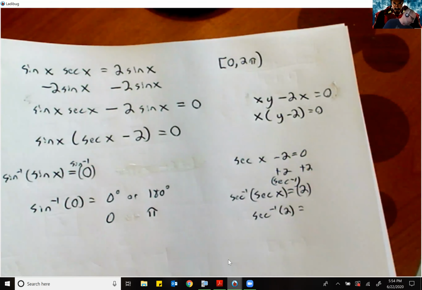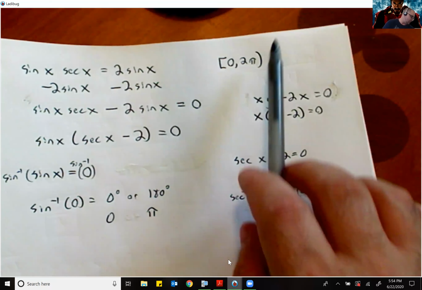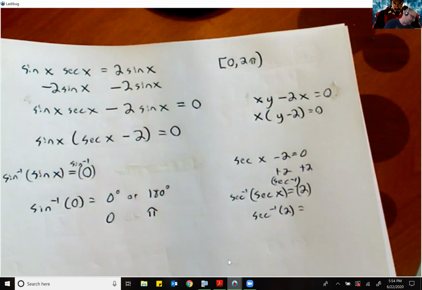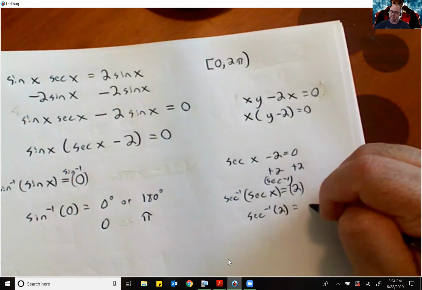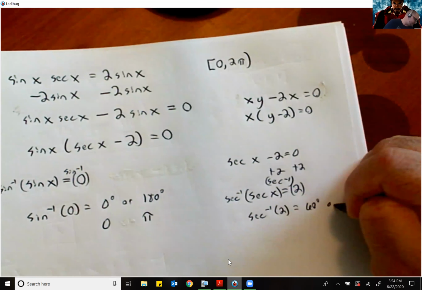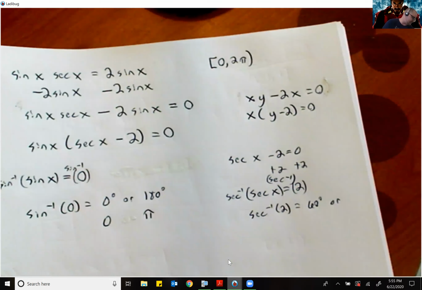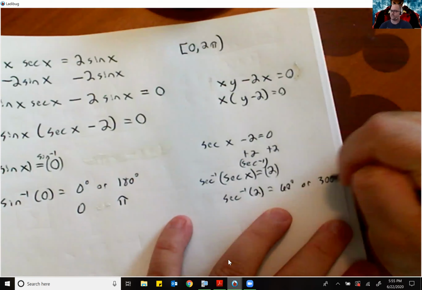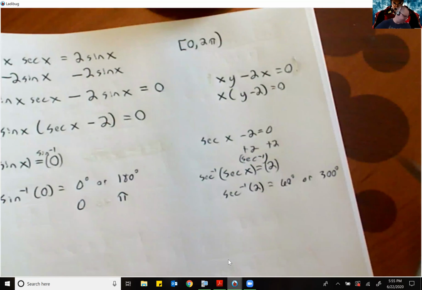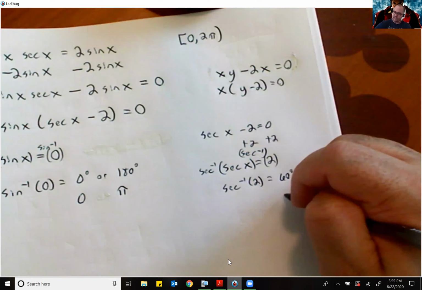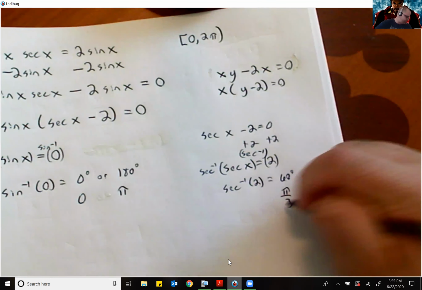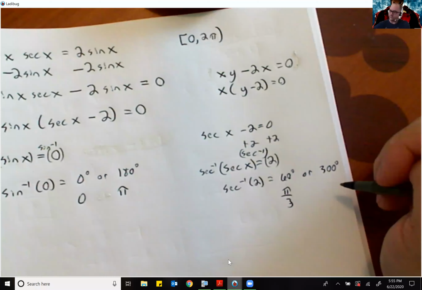The answers for secant, we know that they lie in quadrant 1 and quadrant 2, but again, that doesn't really matter because we're on an interval of 0 to 2 pi. So when is secant a +2? Well, secant is a +2 at 60 degrees, or secant is also a +2 at 300 degrees. Okay, so 60 degrees is really pi over 3 in radians. And 300 degrees is really 5 pi over 3.